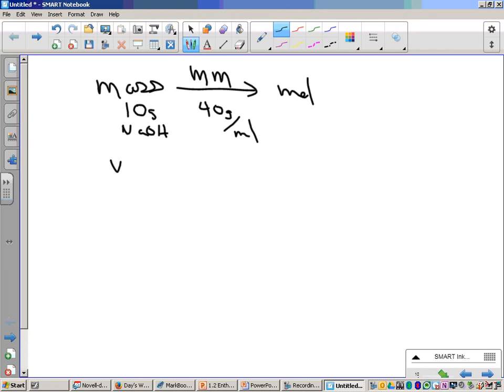And let's say I had the volume of a gas, and it was at STP, and I want to convert that to moles. What would I use? Molar volume, right? Remember molar volume, all that good stuff? I could use a molar volume, and I believe for STP it's 22.4.